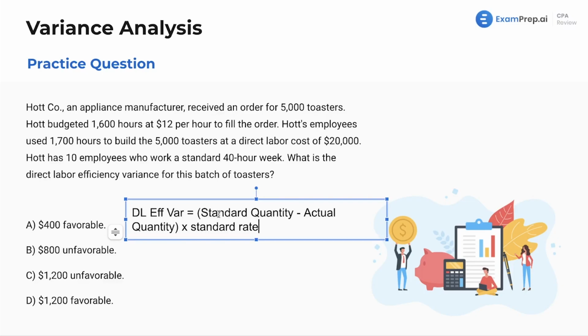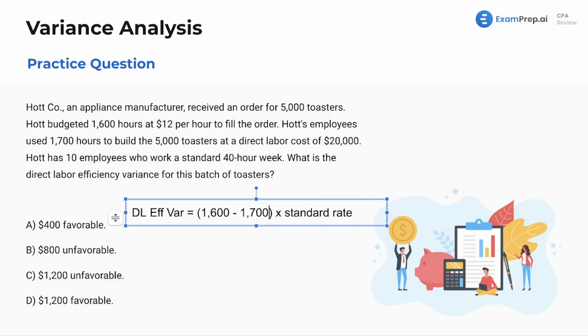But now that we've got this written out, it's just plug and chug, right? Cherry picking pieces of information. Well, what's standard quantity of hours? Same as budgeted. Budgeted is the same as standard plenty of times. 1,600 hours. And then what's the actual quantity of hours? Well, 1,700 hours. Great. And then what's a good standard rate that we should use? Okay, I'm looking through. Well, it looks like standard or budgeted, $12 per hour to fill the order.